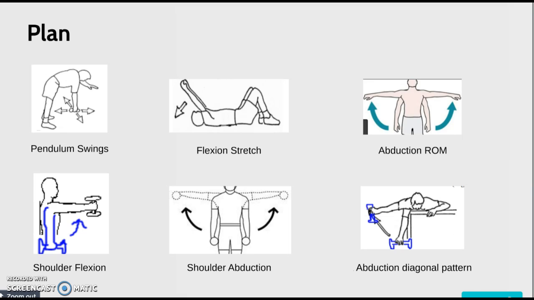The last exercise that Cameron will perform is a variation of the abduction diagonal pattern. She will begin by laying down and her arm extended with her hand turned inwards. She will then progress to move her arm in a diagonal fashion until it is parallel with the ground.